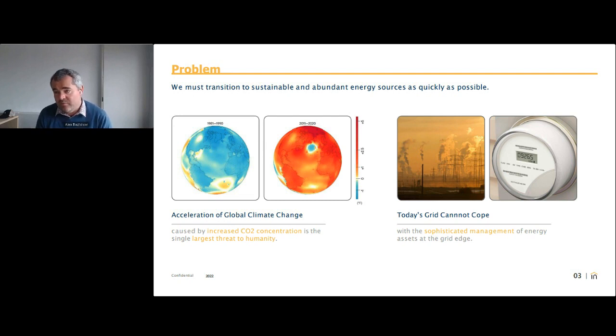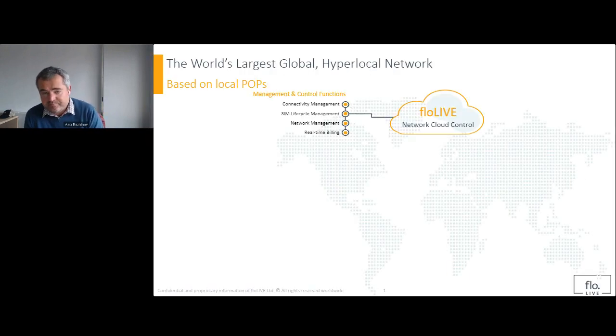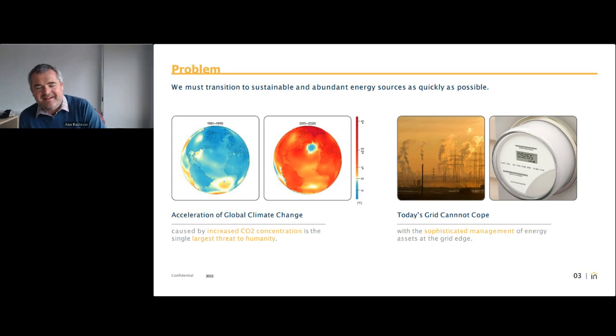And that's where, with Lumen, we come with a solution for a distributed energy management platform. We develop and deploy the Lumen Energy Management Platform that has both hardware and software components.